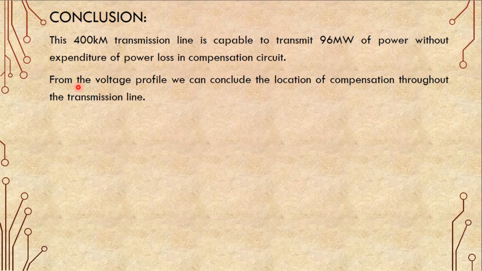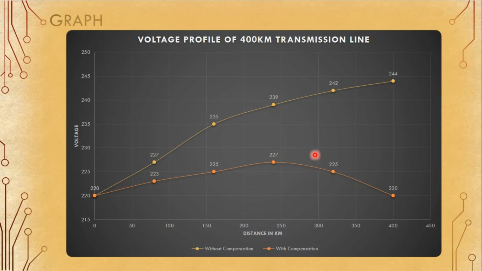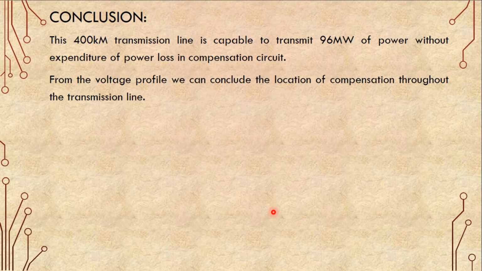So if we see the conclusion, we can see that this 400 km transmission line is capable of transmitting 96 megawatt of power without expenditure of power loss in the compensation circuit. And from the voltage profile we can conclude the location of the compensation throughout the transmission line. As I told you, after drawing the profile, we know that here the voltage is more, so we compensated here. Still if the voltage is more at any point, we have to compensate there. So in this way we are able to find the location of the compensation throughout the transmission line.